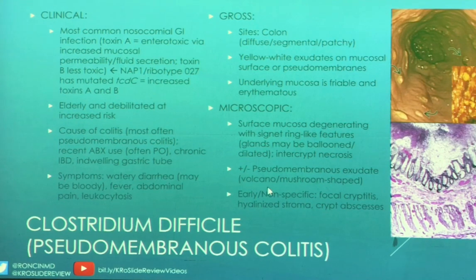Other things that you can see that tend to be relatively early, nonspecific, or focal cryptitis, which I think our case did have. The stroma was partially hyalinized, but I think that ties into our next case, well, 2 cases now, not next case, as well as some crypt abscesses.